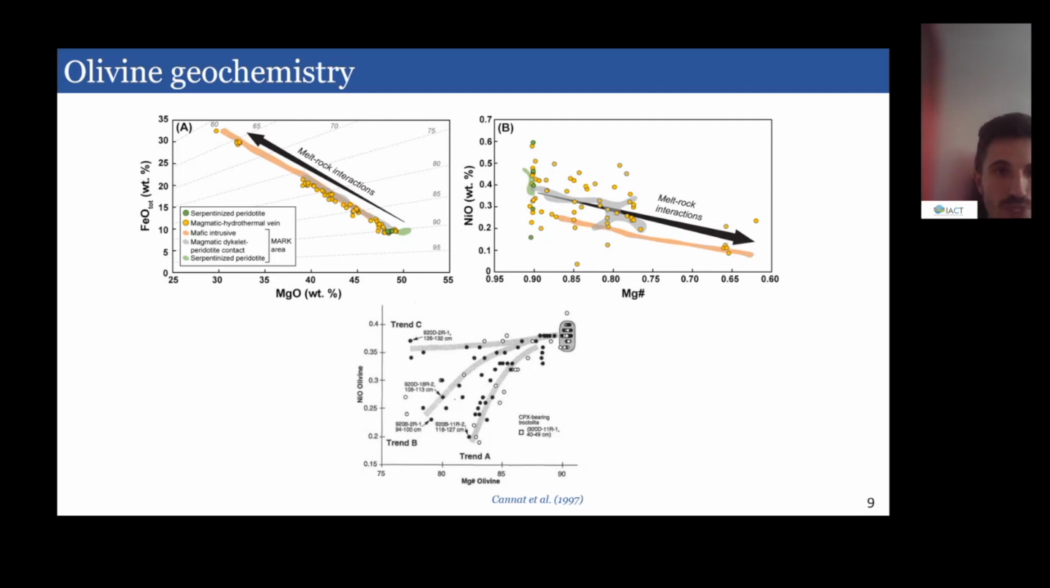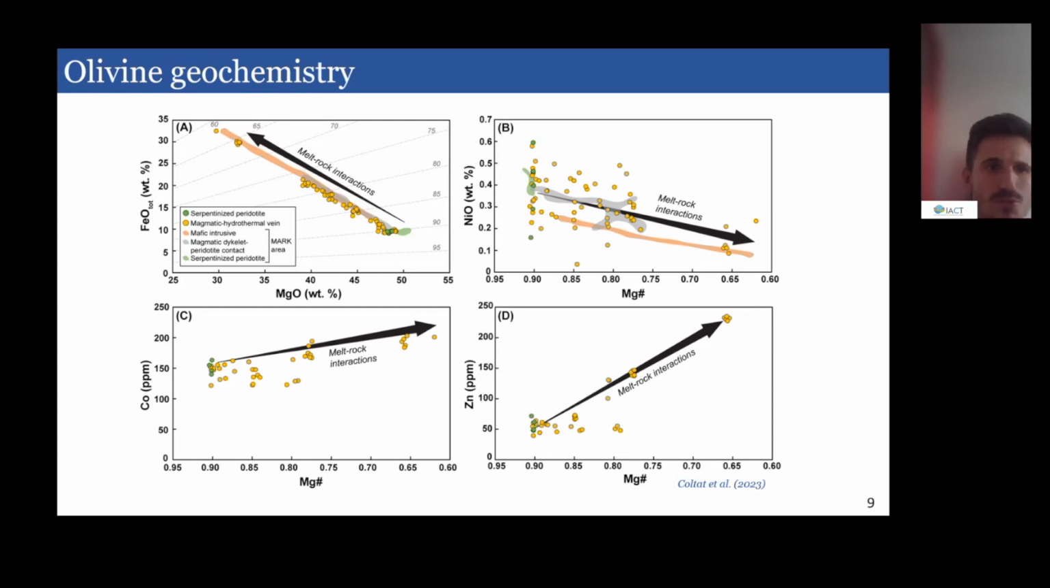But what was interesting was also to observe that these olivine are not only enriched in iron, but also in some other metals such as cobalt and zinc. And through this melt-rock interaction, we can produce very important enrichment in these metals in the mantle silicates.